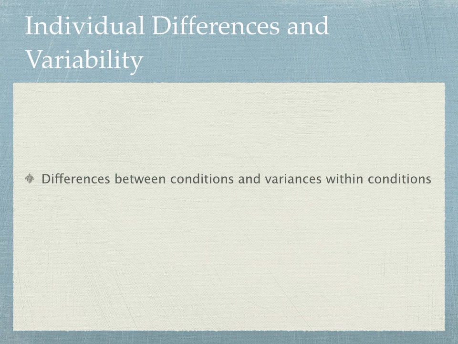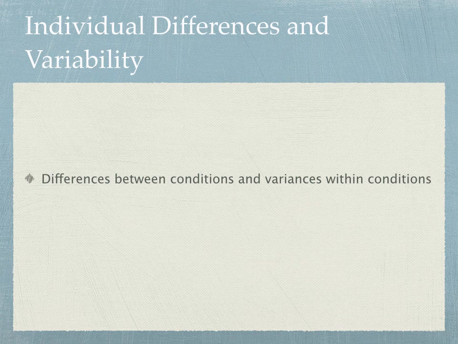When we get to the statistics part of the course, we're going to talk about signal to noise ratios. If you're not familiar with that term, signal is what you're trying to see, in and amongst the noise. In this example, the differences between conditions are our signal. That's what we're looking for. And the variances within conditions are our noise. So we're trying to see this signal in and amongst this noise.